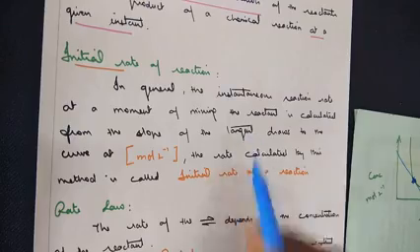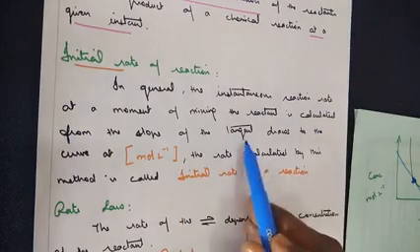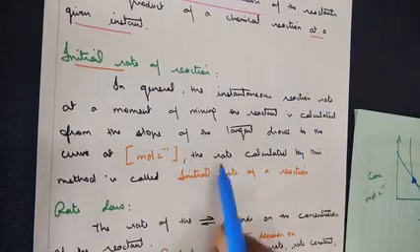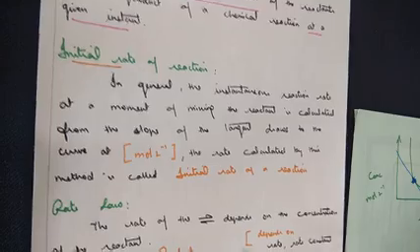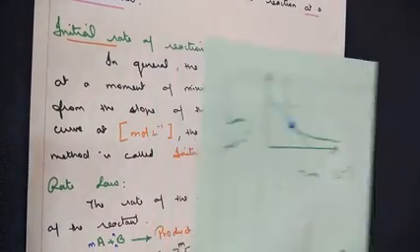So how shall we calculate the initial rate? By drawing the tangent to the curve at time zero. The rate calculated by this method is called the initial rate of the reaction. Remember the tangent drawn here.